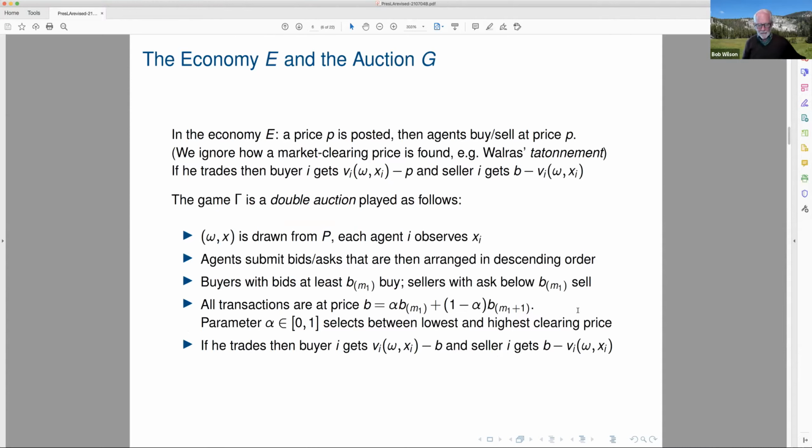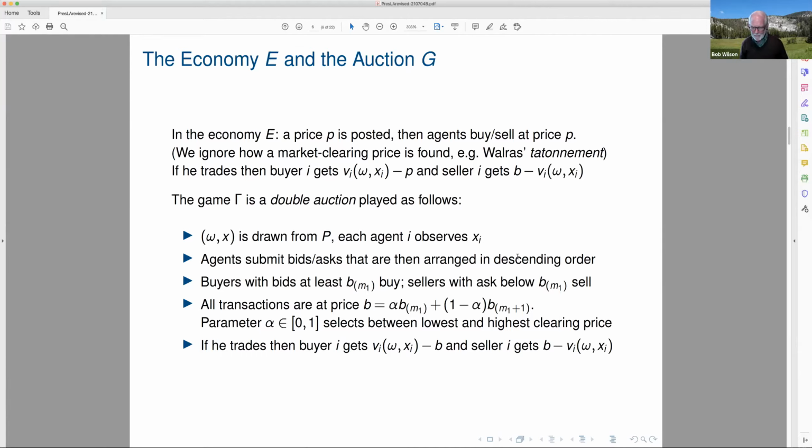Okay, so we're going to compare the economy and the auctions. And of course, the economy, as I say, nobody knows what they had in mind, but in a finite economy, somehow a price is posted that is known to clear the market, and then the agents buy or sell at that price. So we're not going to get into how that price is found. The trader, if he trades, just gets his value minus the price he paid, and the seller gets the price minus his value of retaining it.